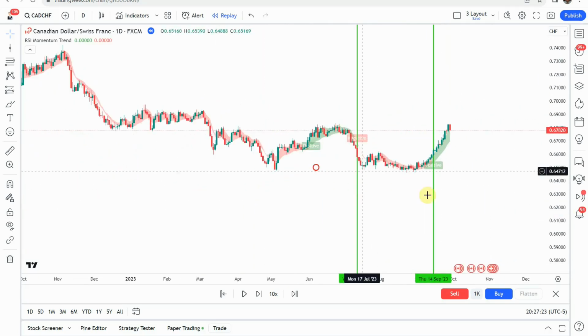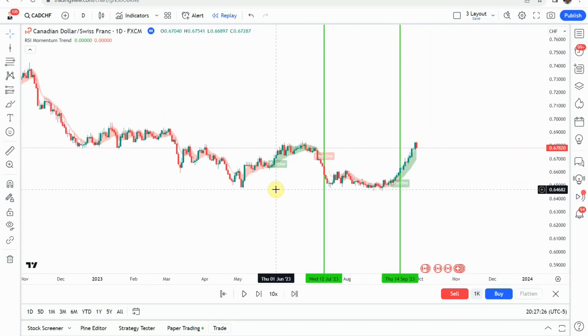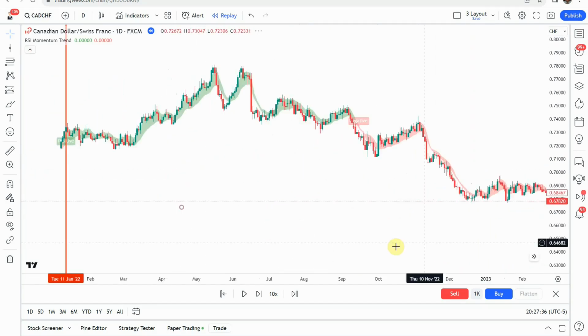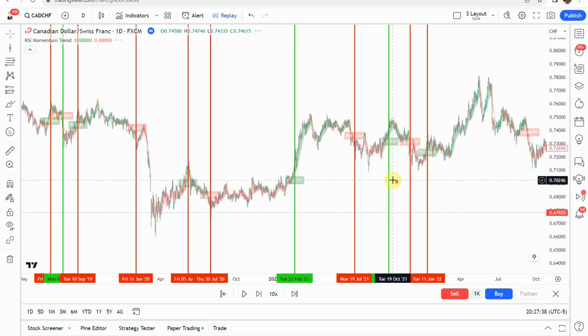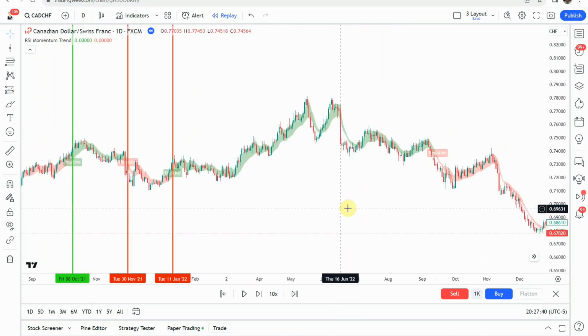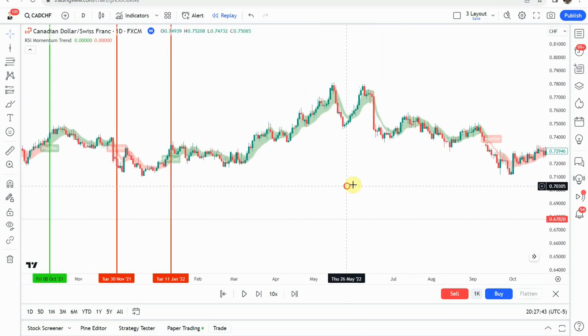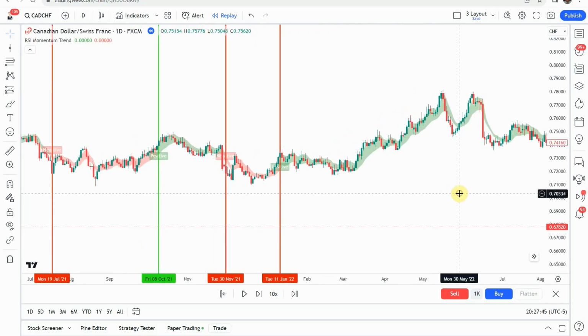Alright, so let's go ahead and go over the numbers on this one. So we did the 50 trade test like we are doing now, and out of those 50 trades, we got 24 winning trades and 26 losing trades. It's going to put us at a 48% win rate.